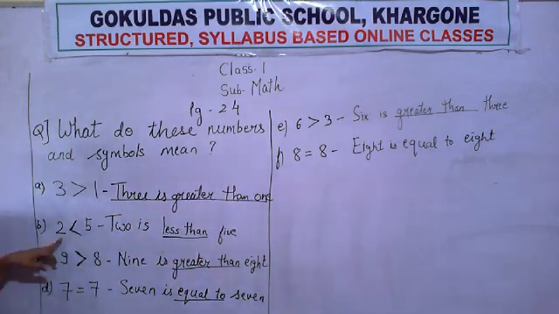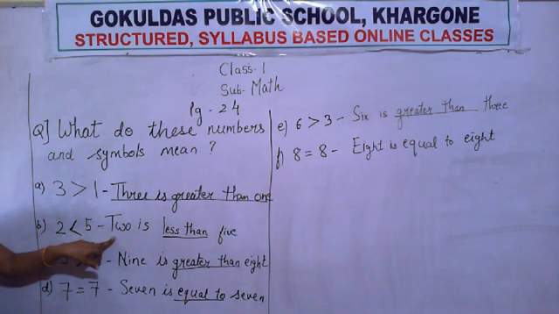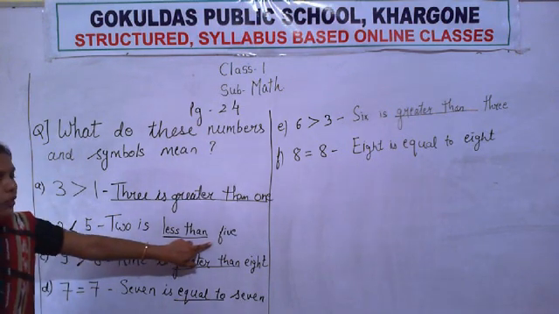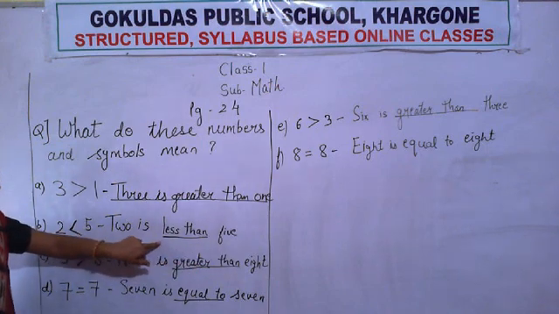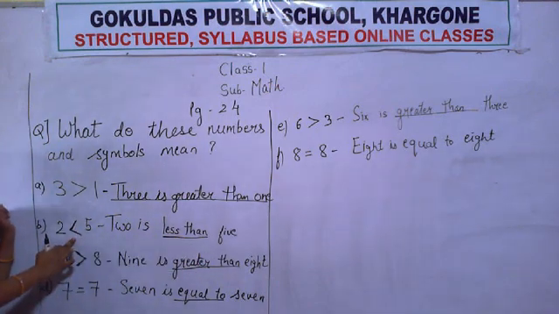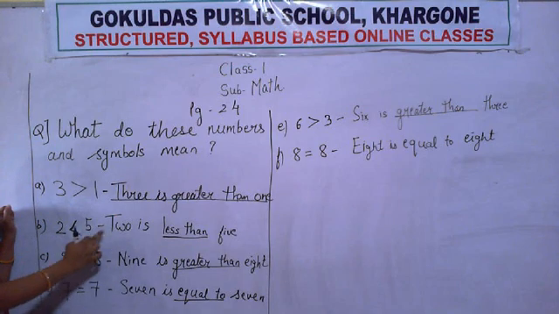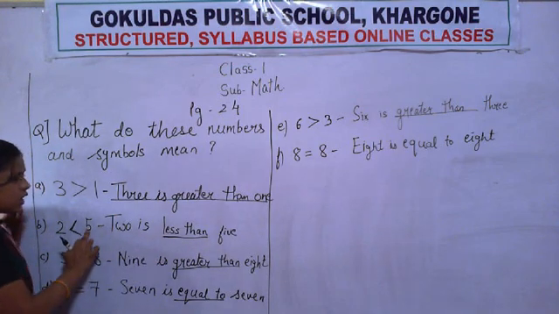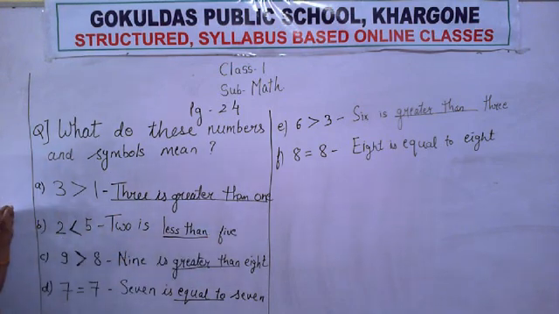Now see B. How do we read it? 2. What is the symbol? This is the symbol of less than. So 2 is less than 5. So 2 is, then a blank is given. In place of this blank, what do you have to write? You have to write the symbol's name. So what is this symbol? This symbol stands for less than. So 2 is less than, then this 5 will be as it is, five.